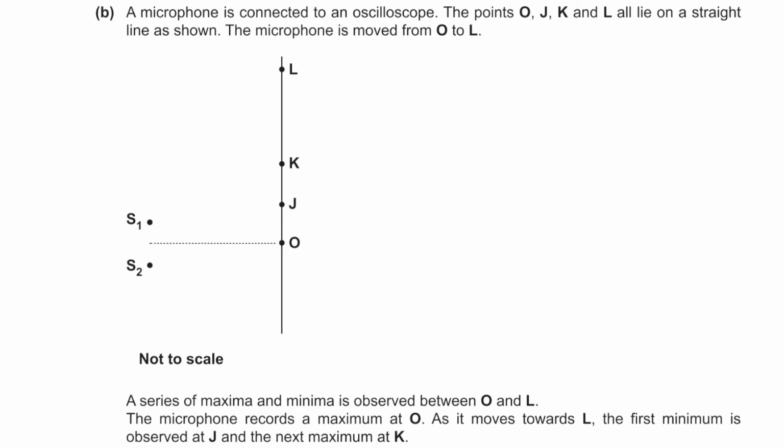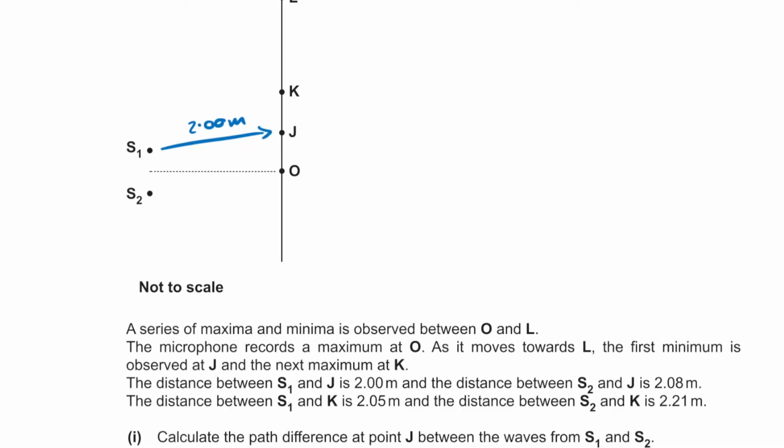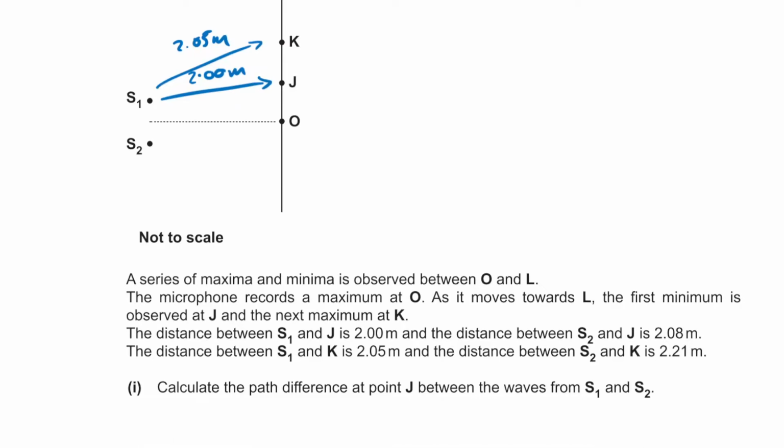Distance between S1 and J is 2 meters, so that's 2 meters. And then we're told to K is 2.05 meters. Okay, well, we're just being asked for the path difference at J to begin with. So that's 2.08 meters. And we're told that that is 2.21 meters.